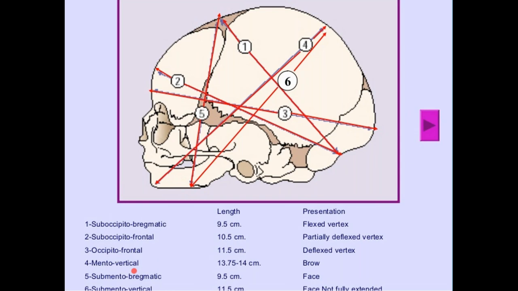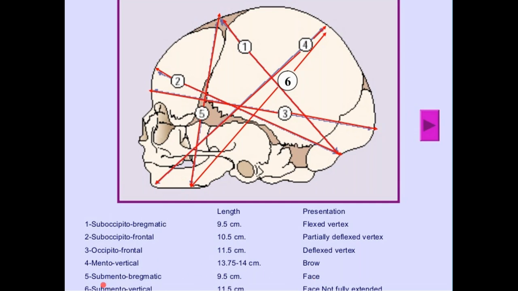The mentovertical, in brow presentation, extends from the midpoint of the chin to the sagittal suture. Here, it starts from the midpoint of the chin to the sagittal suture. This is the mentovertical, and this is the brow presentation. So it is about 13.75 to 14 centimeters. So the mentovertical is from the chin to the sagittal suture. This is the brow presentation.